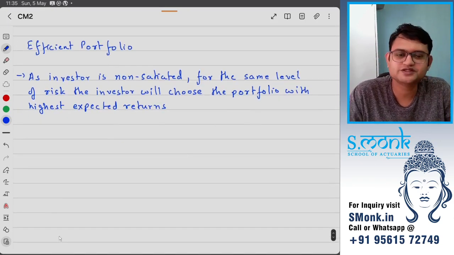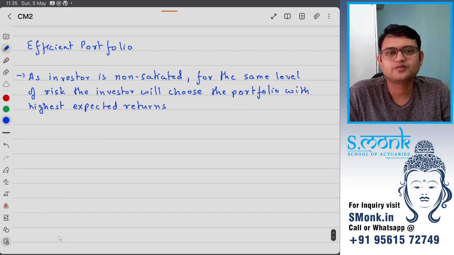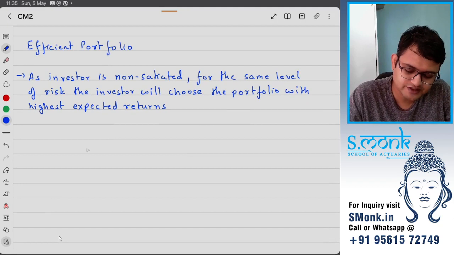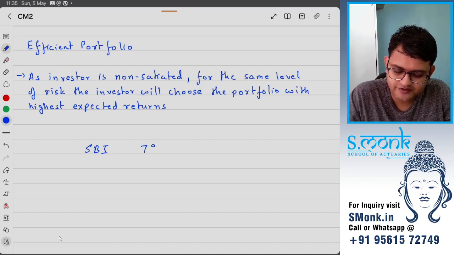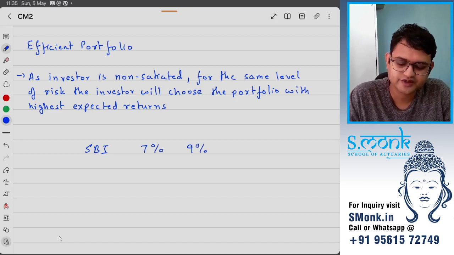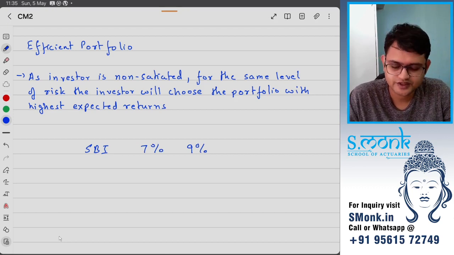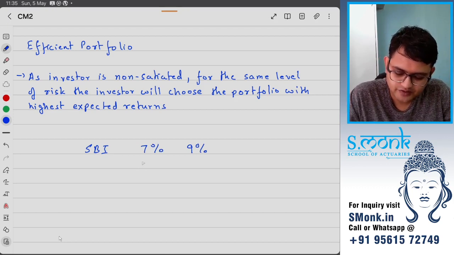So simply, if I say fixed deposits provided by the same bank. Okay, so let's say SBI is providing you with two fixed deposits, one at a 7% rate of interest, the other at a 9% rate of interest. For the same time period, let's say this is for 5 years and this is also for 5 years.